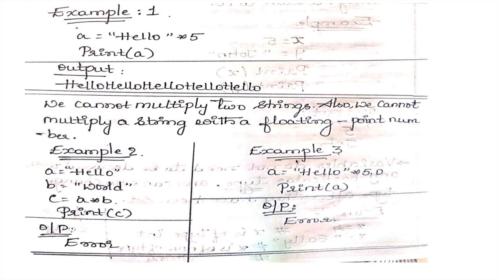And the third example is that you can't use a floating point number for replication. See, "hello" * 5.0. No, it's not possible. You should only multiply your string with an integer. Then only it will replicate the string. If you use a floating point number, again it will print an error. Getting my point?